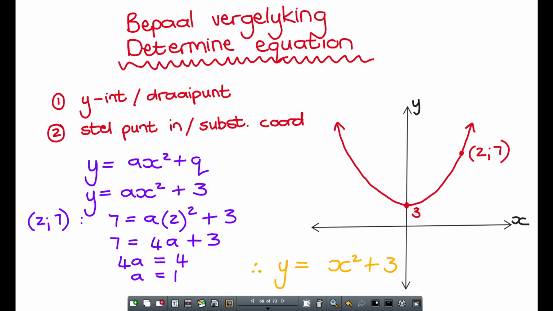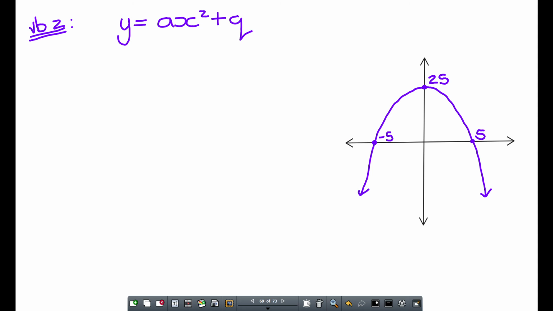Good. Skryf gou af. Ek het nog, ek dink 2 of 3, kan nie onthou nie. 2 of 3 voorbeelde. Okay, gaan op die skryf nog. Great. Okay, kyk gou hier enetjie.